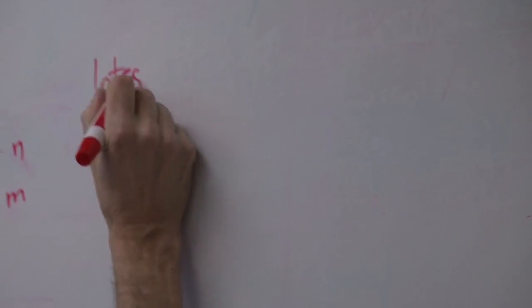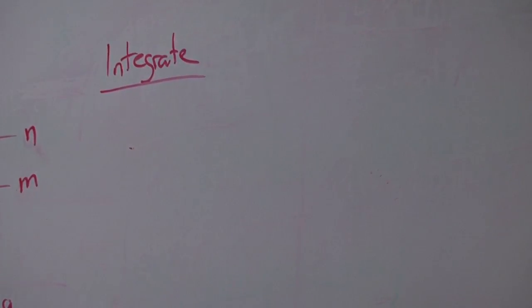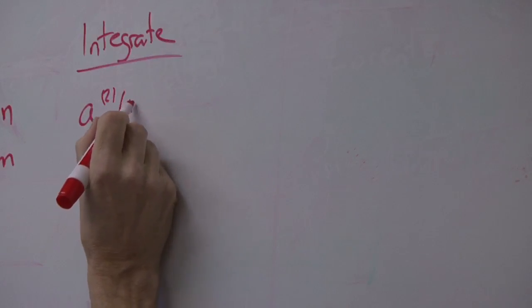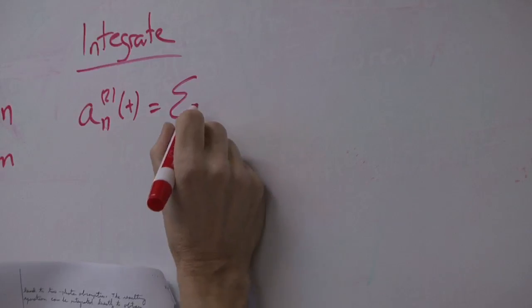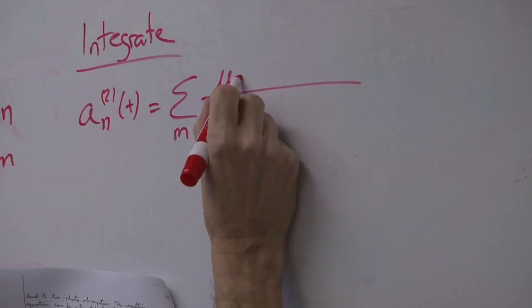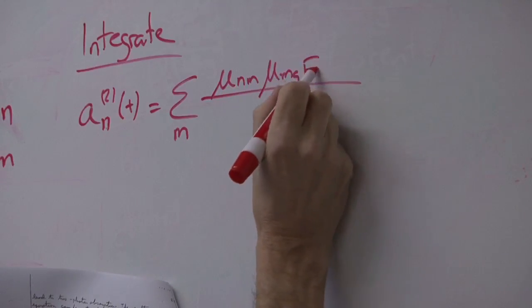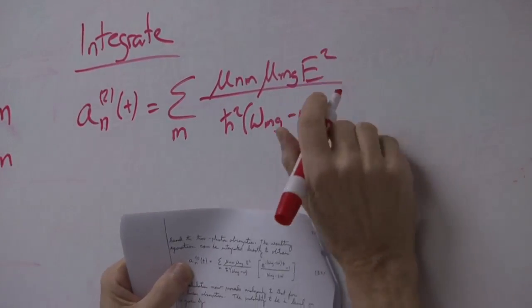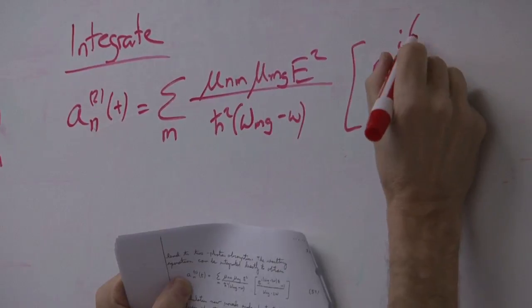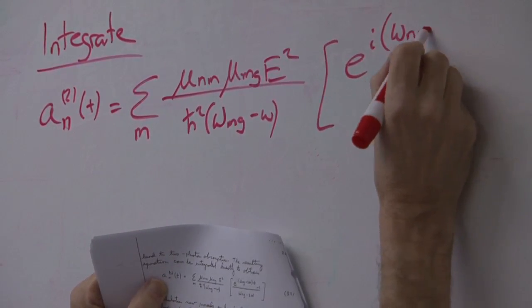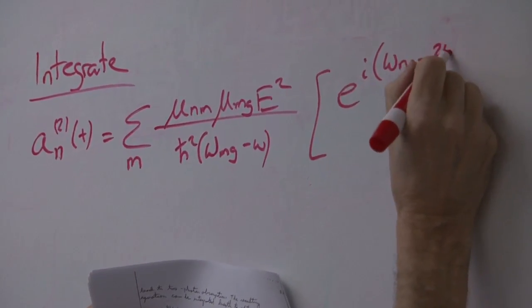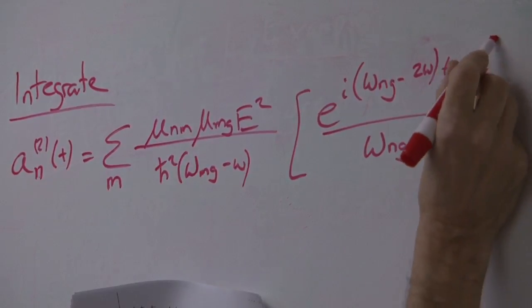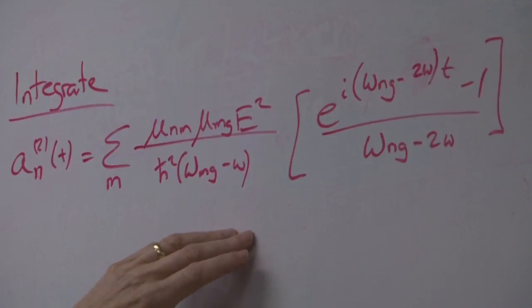So we integrate, and we find that a_n^2 of t equals sum over m, mu_nm mu_mg E squared over h bar squared, omega_mg minus omega, times e to the i omega_ng minus 2 omega t minus 1, over omega_ng minus 2 omega. Okay, so we perform the integration.